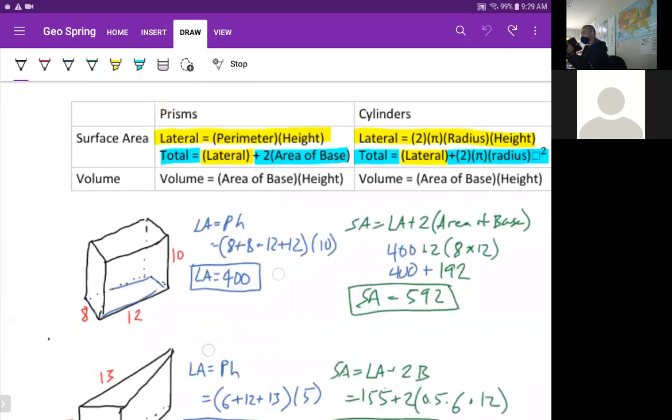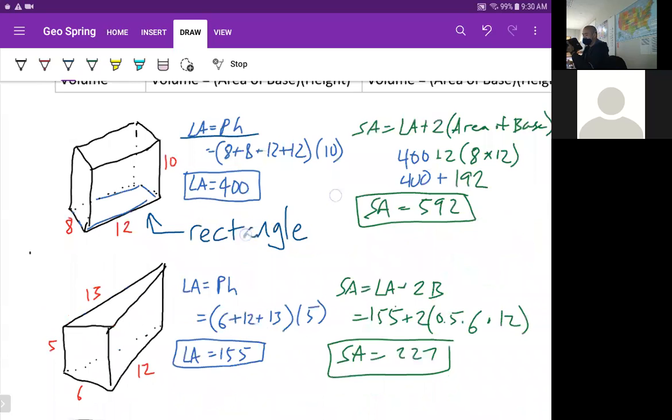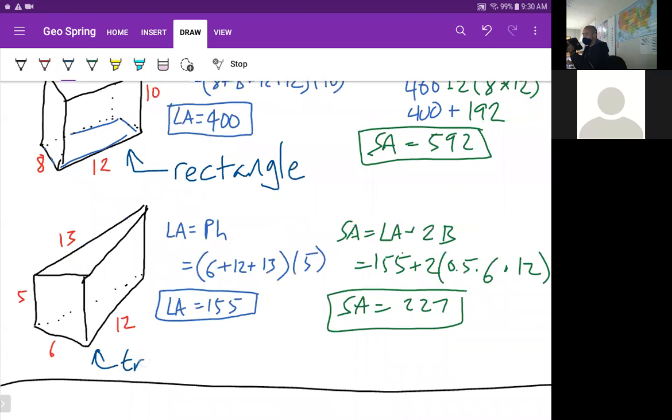So this yellow formula here is how you get the blue ones: perimeter and height, area of the base. On this one, the area of this base was a rectangle. On this one, the area of this base was a triangle. So those do have different formulas.